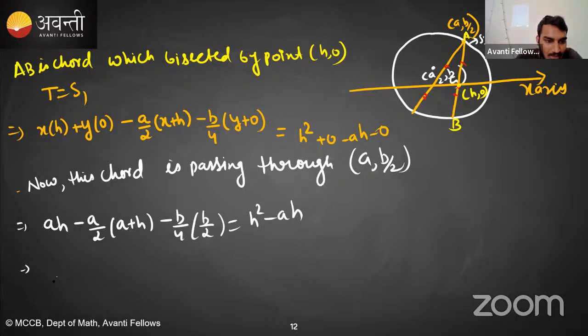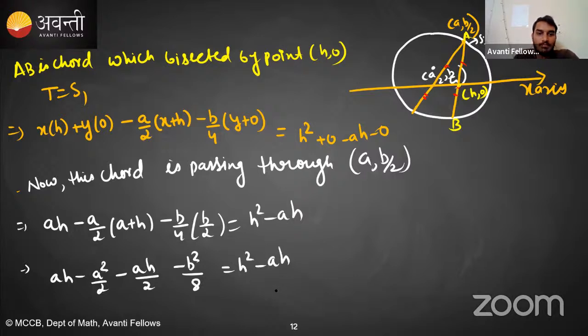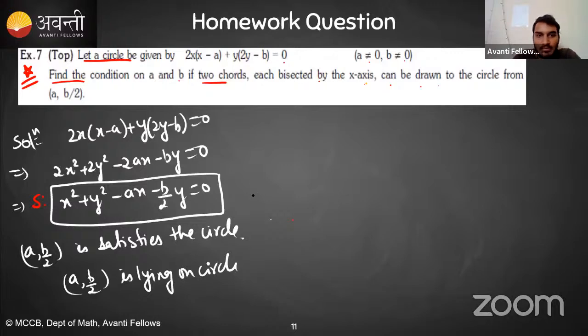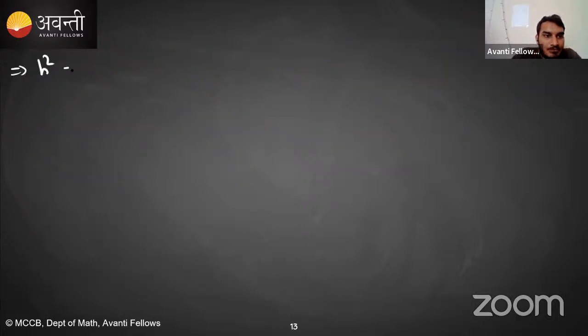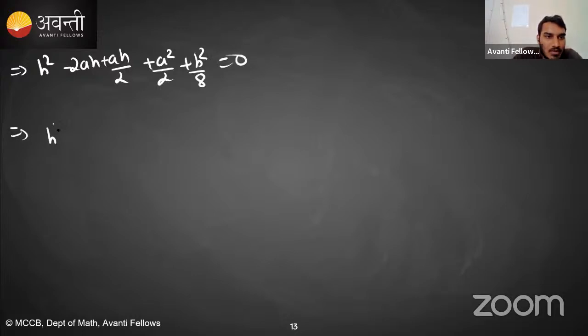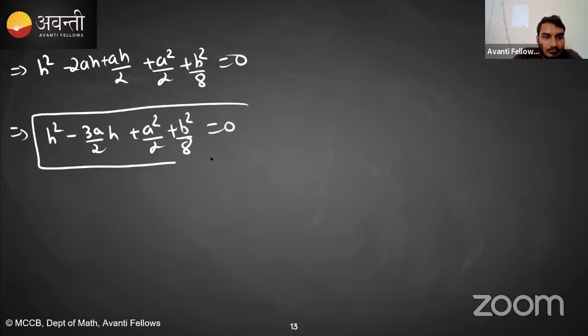So this can be written as ah minus a square by 2 minus ah by 2 minus b square by 8 equal to h square minus ah. Right? Simplify this further. Take everything on the right hand side. So it will be minus 2ah plus ah by 2, and plus a square by 2 plus b square by 8 equal to 0. So you are getting h square minus 3a by 2 into h plus a square by 2 plus b square by 8 equal to 0. Is this clear so far, student? Tell me quickly in the chat box.